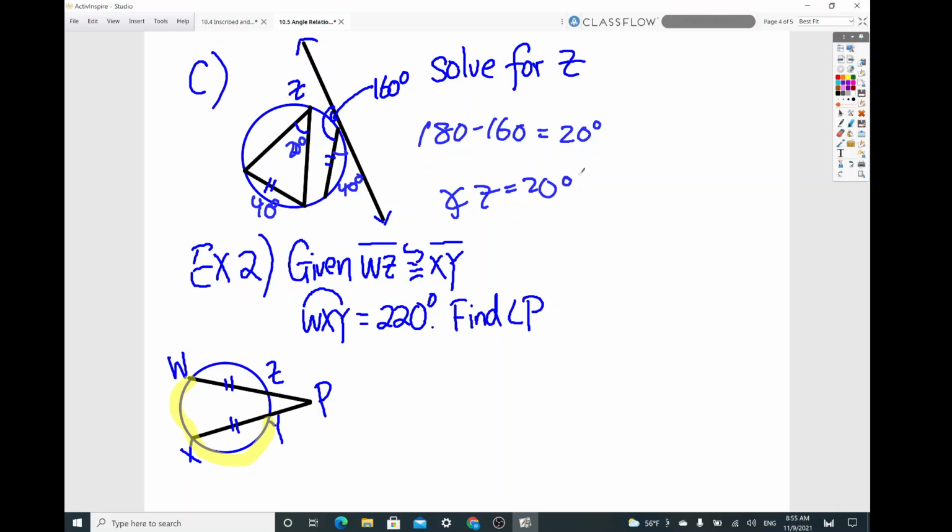Given that segment WZ is congruent to segment XY, the arc WXY is 220. So this one is being highlighted. Find the measure of angle P. So if this one is 220, one thing we can find out is this arc right here, so let's say it's unknown. This arc is the same as the other arc right here, XY. So let's find out the measure of those arcs first.